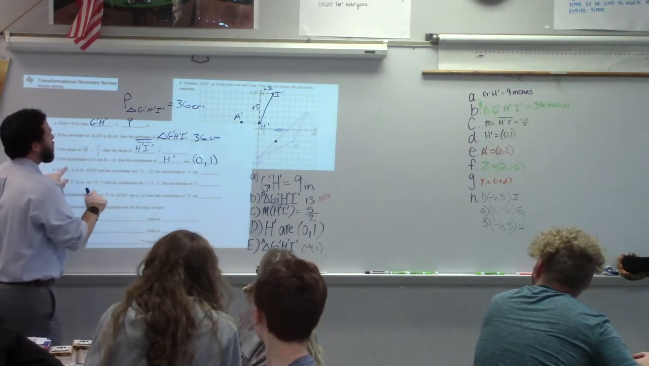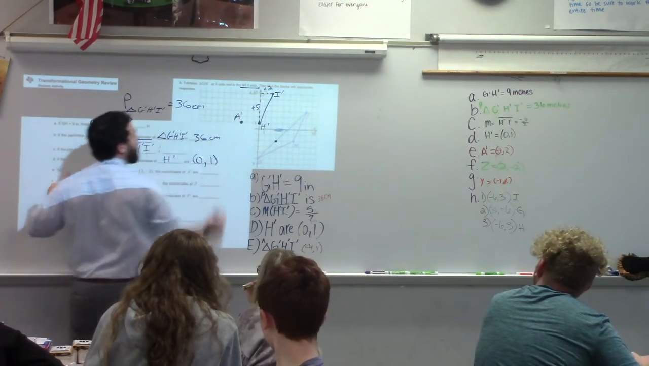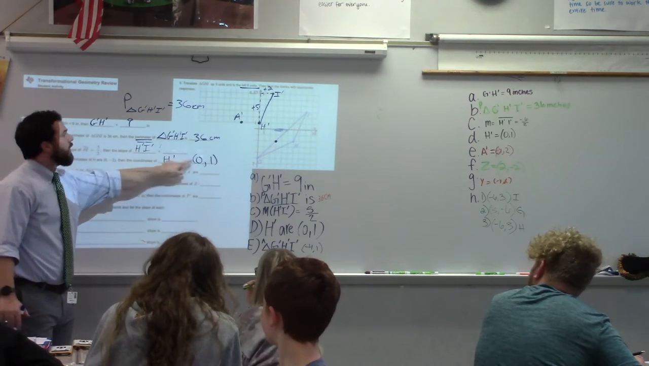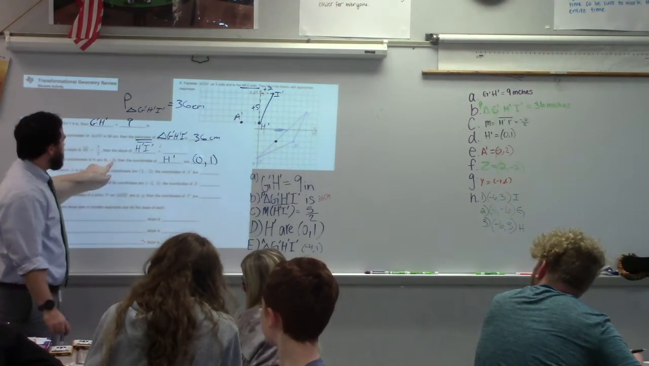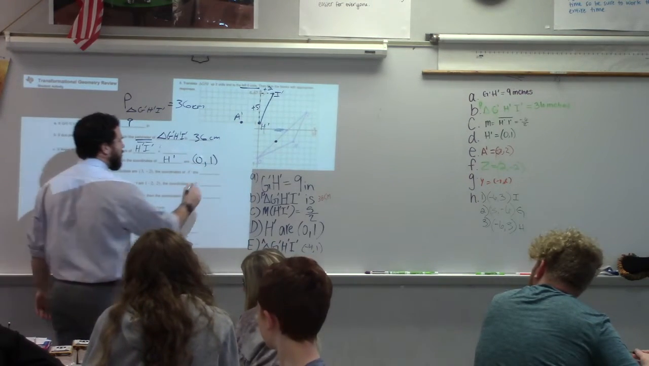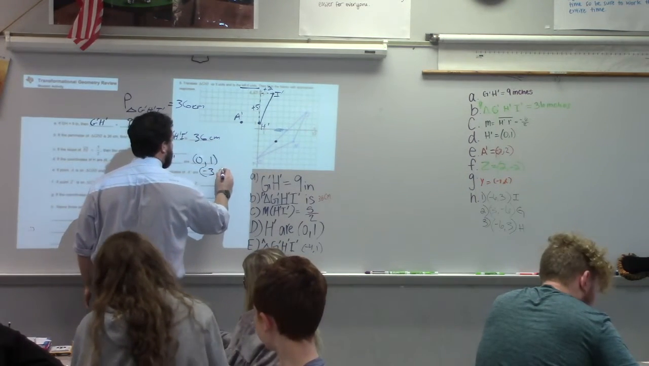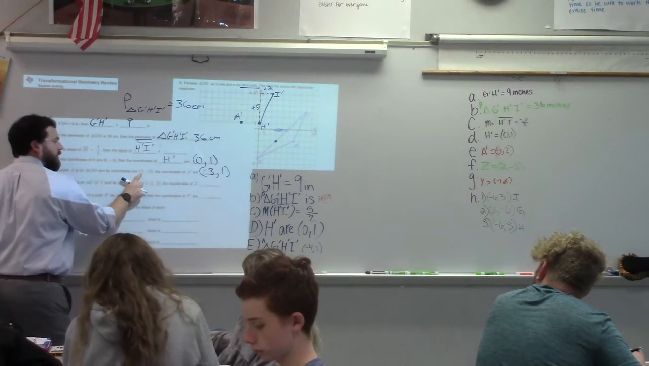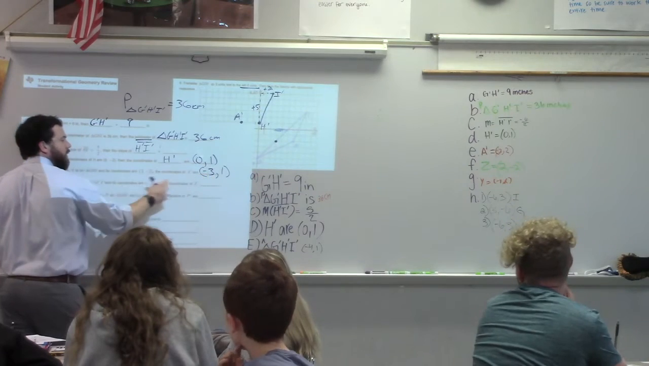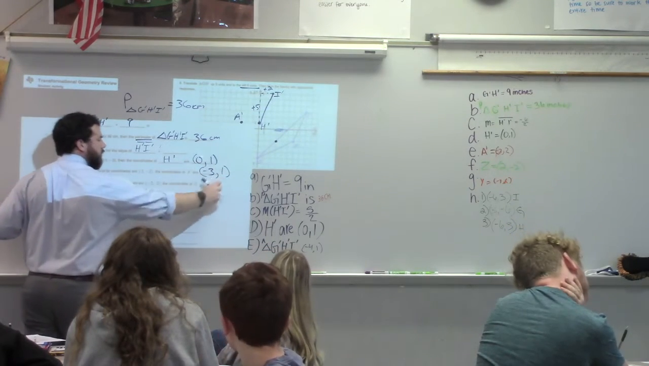Think about it. This was translated to the left 6. Hey, what's 6 minus 6? Zero. It was translated up 3. What's negative 2 plus 3? One. And so when I look at A prime, translating 6 left, 3 minus 6 is negative 3. Negative 2 plus 3 is 1.